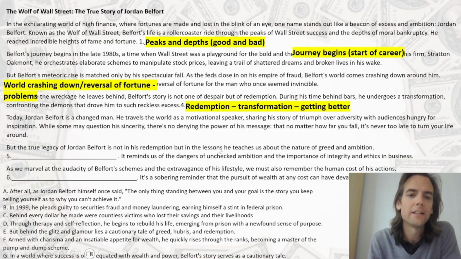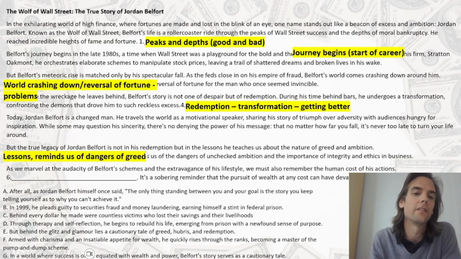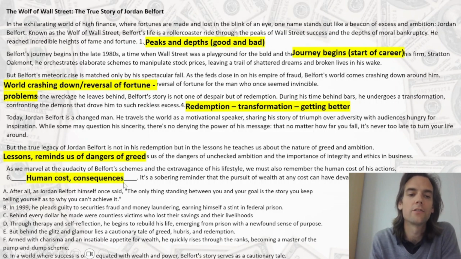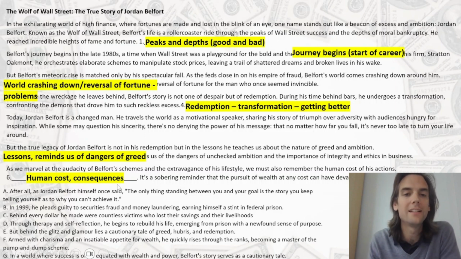Number 5, the lessons that he teaches us, they remind us of the dangers of greed and unchecked, uncontrolled ambition. So there's something about teaching us a lesson about the danger of greed. And number 6, the human cost of his actions, the devastating consequences, something about the human cost of the consequences. Once you've done this, it should be quite easy to find which of these options more or less matches the idea, which you should do now. Pause the video and answer.